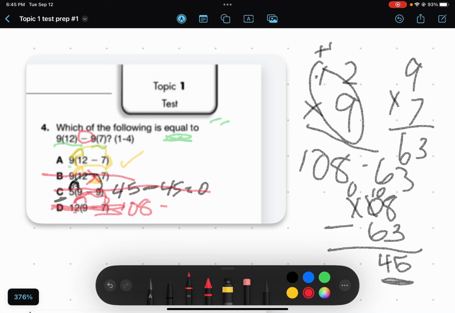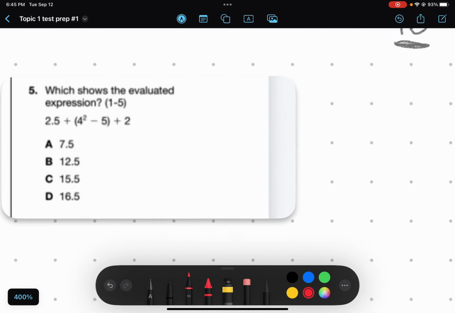So here there's only one answer. And that answer, should we do it in green? That answer would be the A. All right, going on, two more.